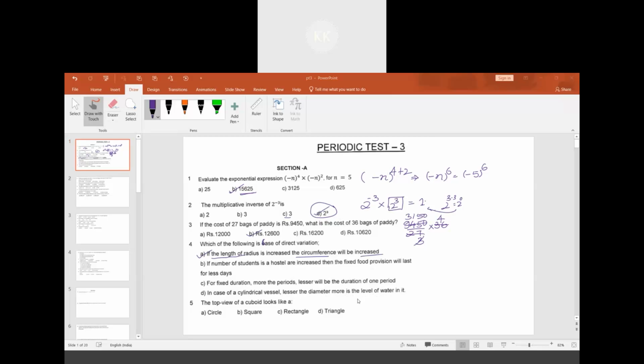What is the top view of a cuboid? Rectangle, Option C. Actually, square also will be correct, but when square and rectangle options are given, we have to choose rectangle because the base could be this or the base could be rectangular in this shape. So it looks like a rectangle.